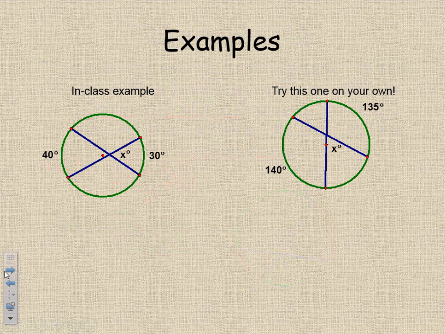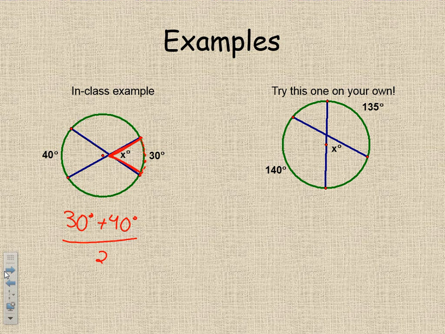I'll work on the one on the left and then you guys do the one on the right for homework, per se. Okay, so if I want to find x, here's how x is formed. So I'm looking at that arc. Its vertical angle would be 40, so I'm going to take 30 plus 40 and divide by 2. Okay, so here I get 70 degrees divided by 2. So when we cut that in half, x would simply be 35 degrees.